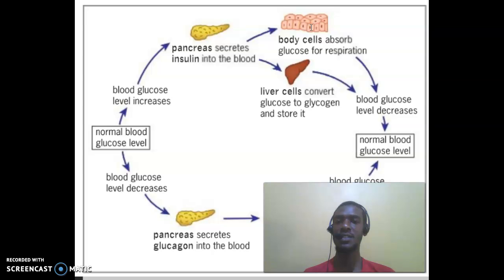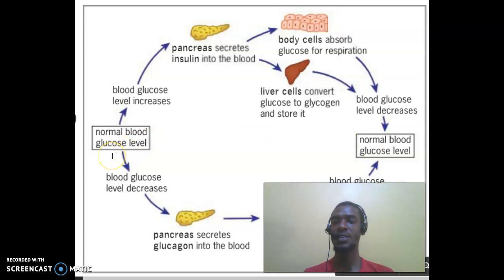It tells the cells of the body to absorb more glucose and use it in respiration, and at the same time it tells the cells of the liver to convert the excess glucose to what is called glycogen and store it as glycogen in case or when the body should need it again. So the cells of the body take up some of the glucose and use it in respiration, and also the liver converts some of it to glycogen, so the level of glucose in the blood is decreased and we end up with normal blood glucose level.